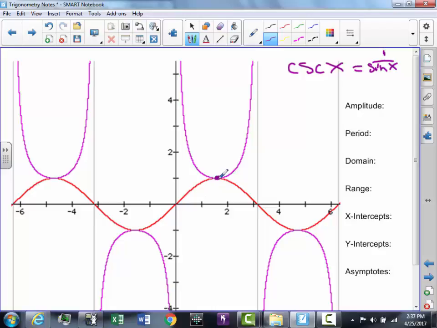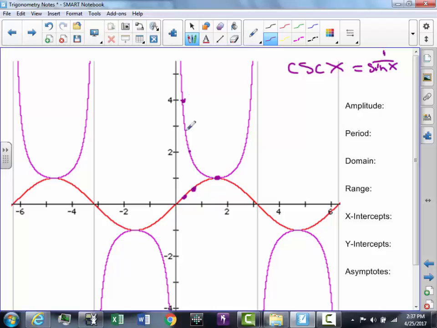Look at this point right here. What's the y value on the red graph right here? What happens when you do 1 divided by 1? Still 1. See how that's on both graphs here? What's the y value right here? 1 divided by a half gives you 2. What's the y value right here? Let's call it a fourth. 1 over a fourth gives you a y value of 4.